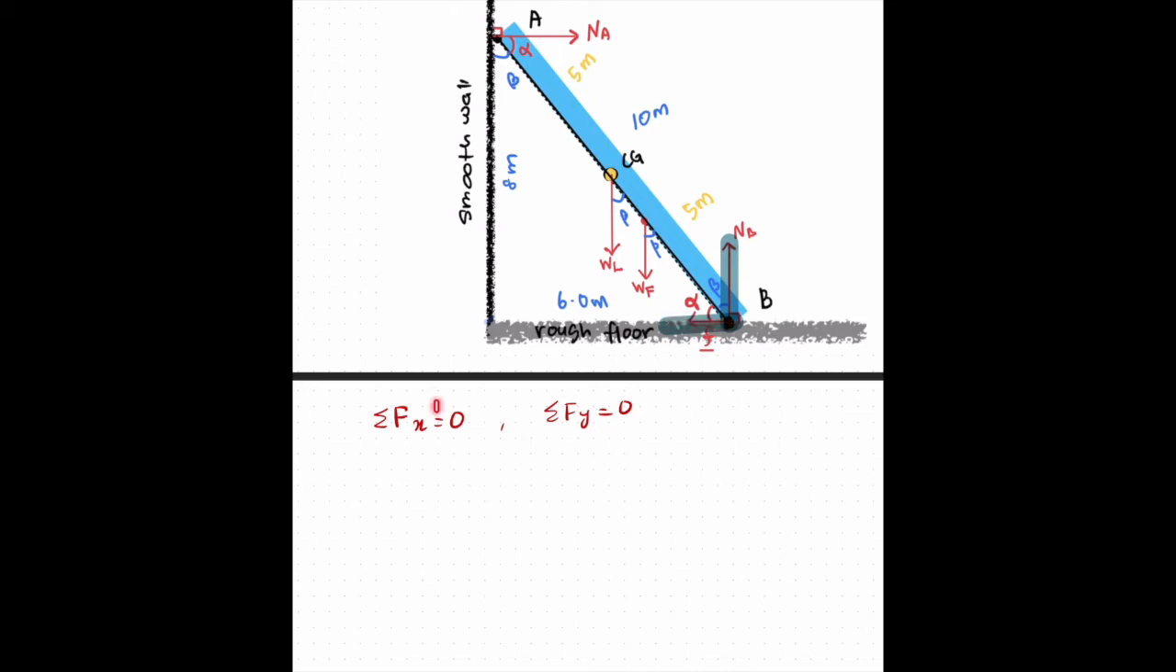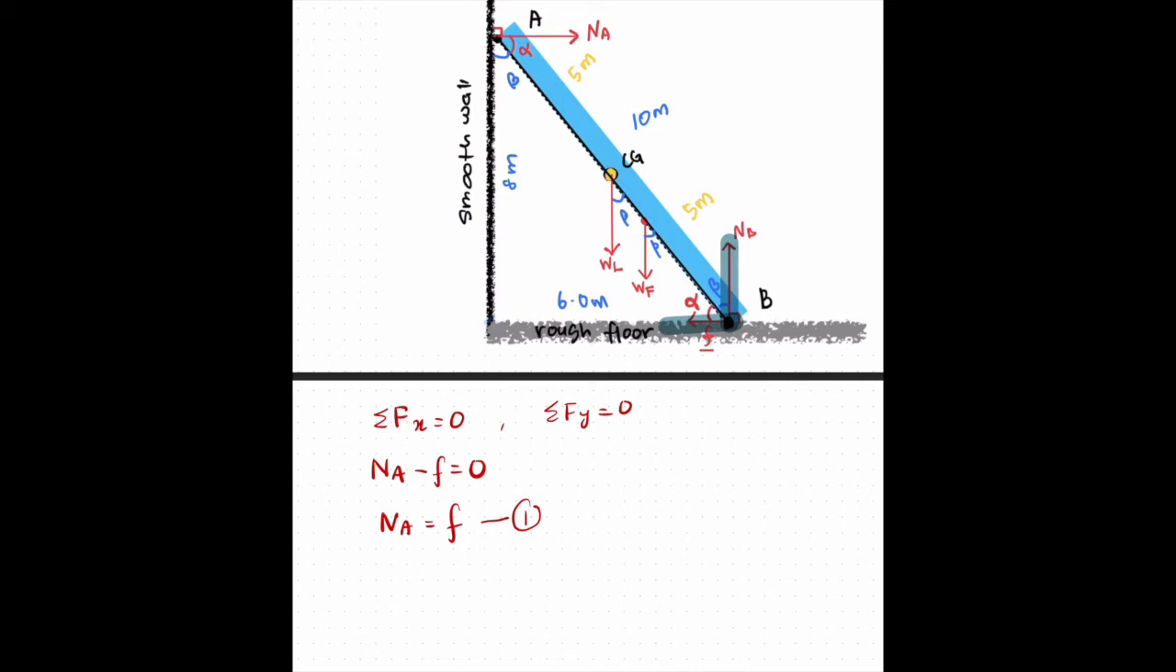We just have friction here, and then normal force A here. When we write the equation, F is in the negative direction, so NA minus F equal to 0. Then NA is equal to F. We can't solve this yet because we don't have the value of NA.